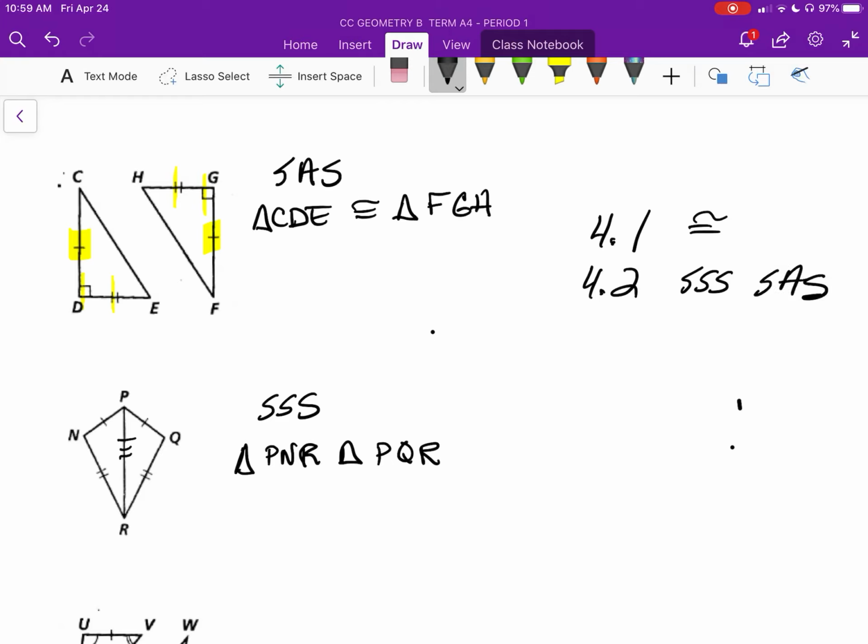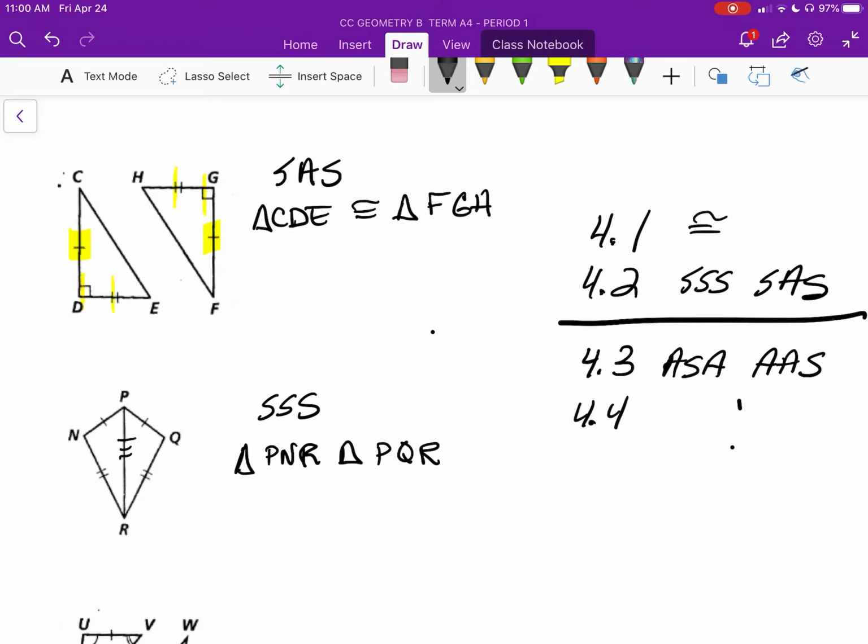In the next video, I'm going to go over section 4.3, which talks about angle, side, angle, and angle, angle, side, and section 4.4, which is on corresponding parts of congruent triangles are congruent. Okay, so that's in the next video.